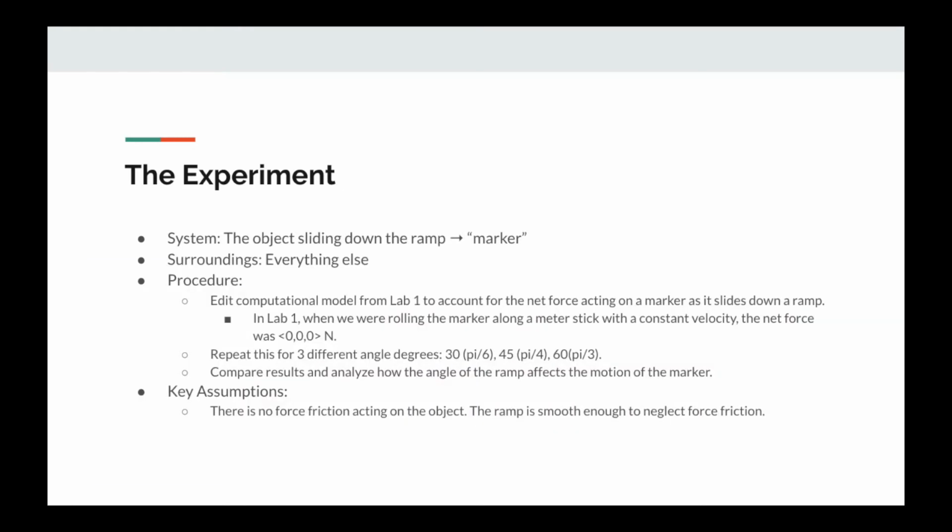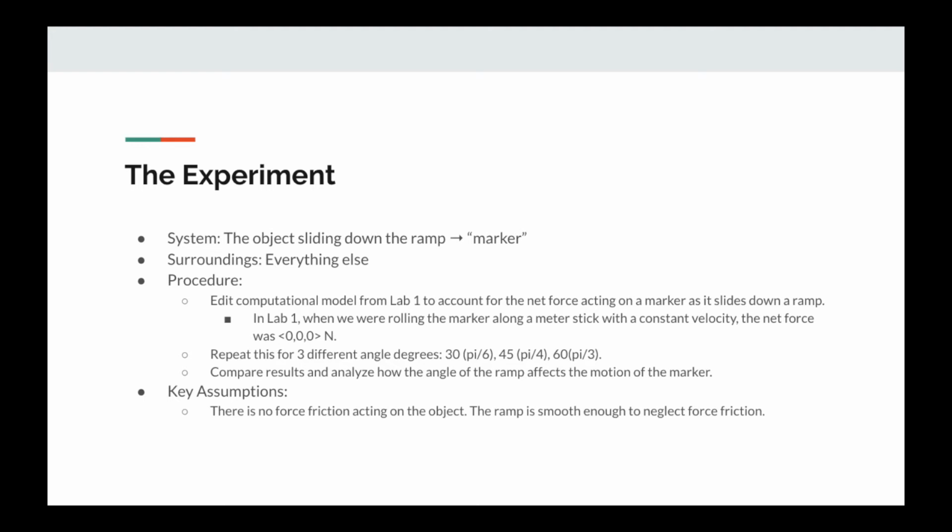Now for the experiment. The system is the object sliding down the ramp, which in this case is a marker. The surroundings is everything else. Our procedure is to edit the computational model from Lab 1 to account for the net force acting on a marker as it slides down a ramp. In Lab 1, when we were rolling the marker along a meter stick with a constant velocity, the net force was 0 newtons. And then we repeat this step for 3 different angles, 30, 45, and 60, and I've included their equivalent measurements in terms of radians. Then we compare our results and analyze how the angle of the ramp affects the motion of the marker.